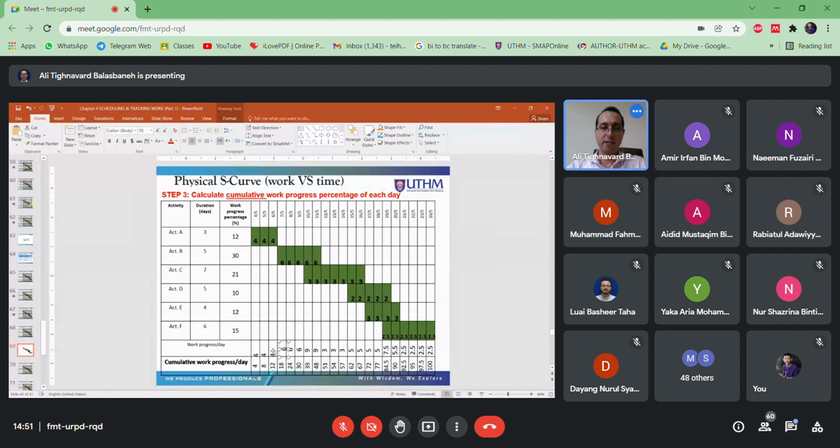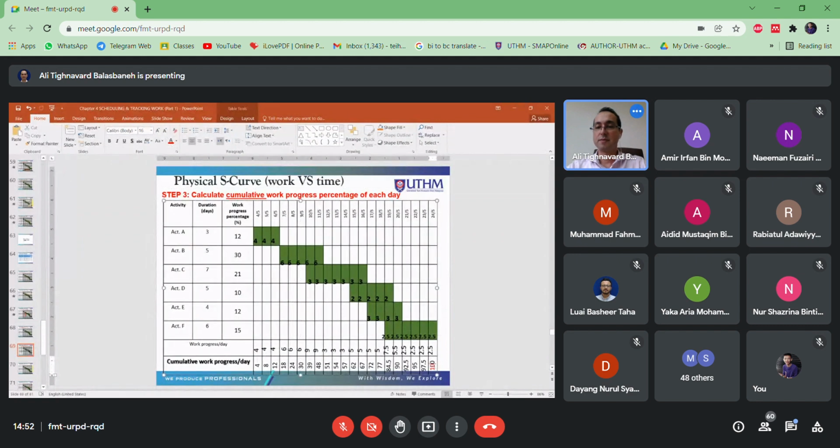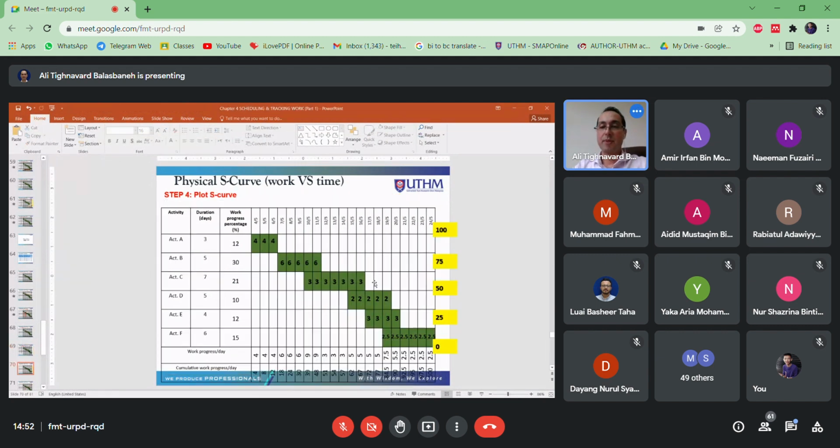Okay, just give me a second. A little shift here. Okay, so the last day should always be 100 because we are discussing work. So what should we do in the next step? You have to divide your bar chart from 0 to 100. 0 to 100. And then draw your S-curve. That's what you get for the S-curve.